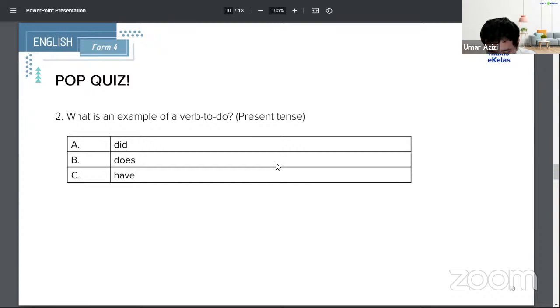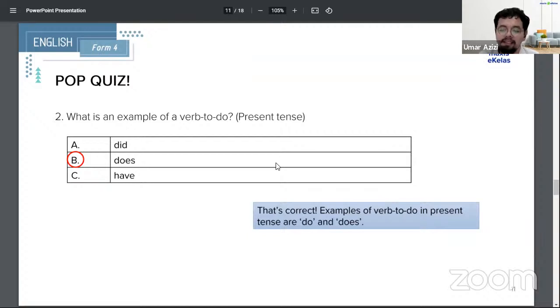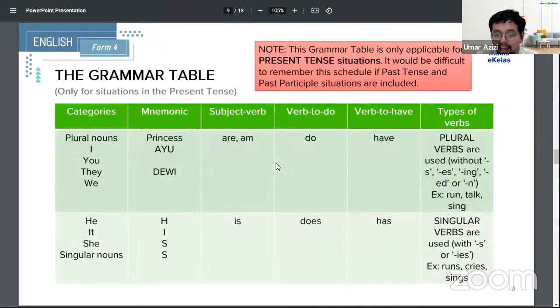So we have Briandant 67 say A, Aimi Erdina says B, Ratakraf says C, Reiji Asuna says B, Adib Elhan says B, and Loshni says B. Rivalize, Alia, and also Masnato agree with B. The answer is B. Examples of verb to do in present tense are do and does. Did is in past tense and have is verb to have, not verb to do.